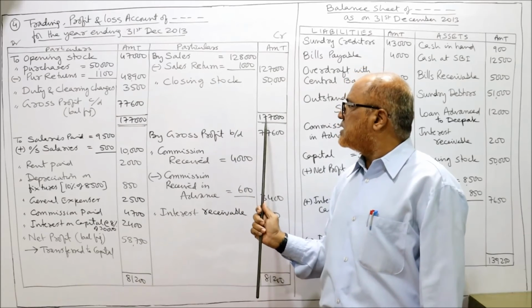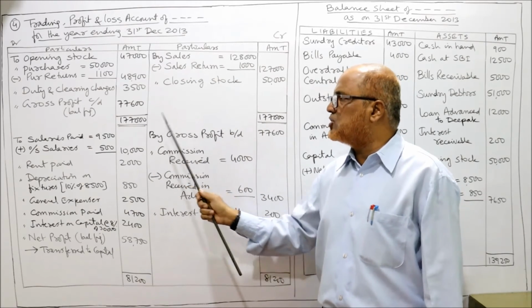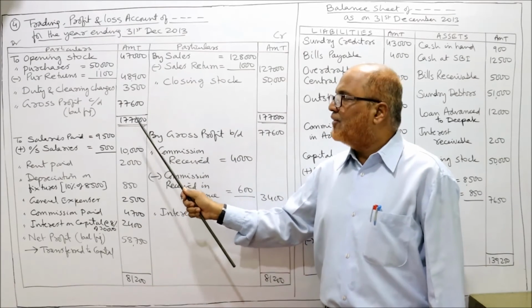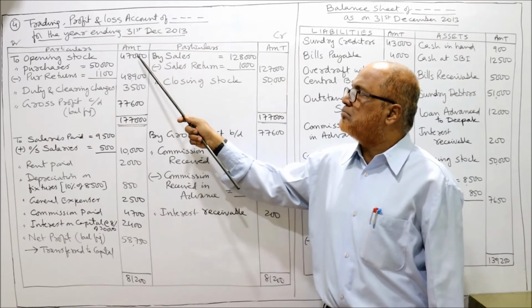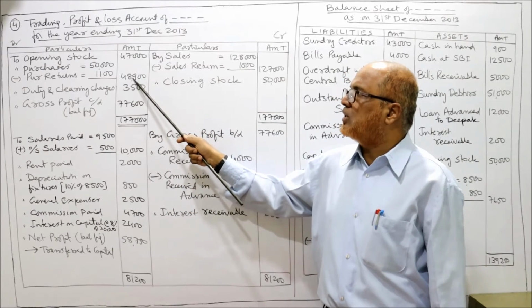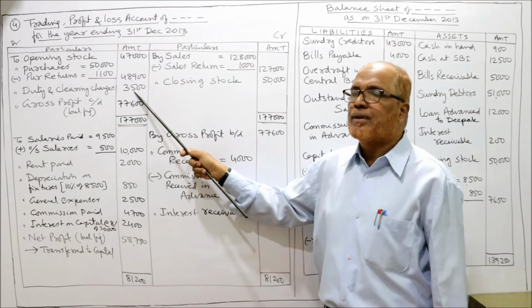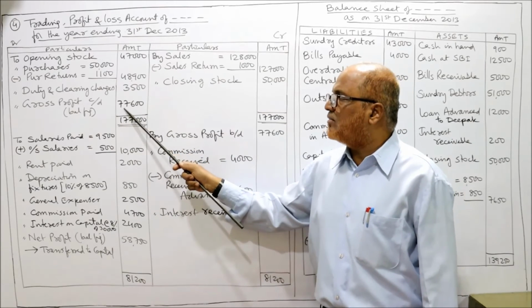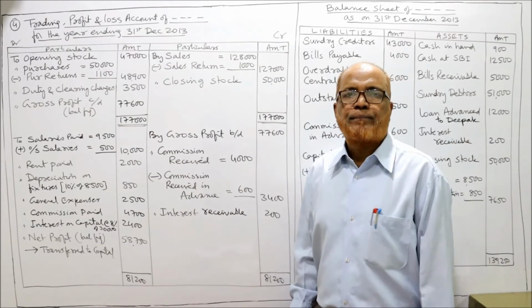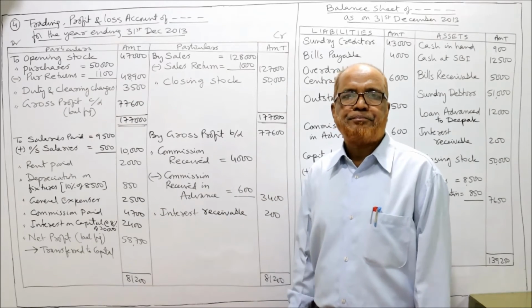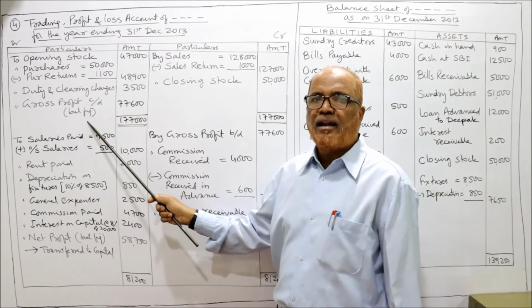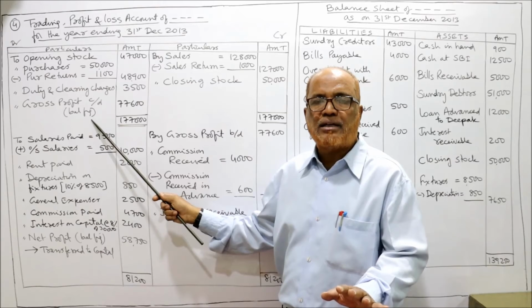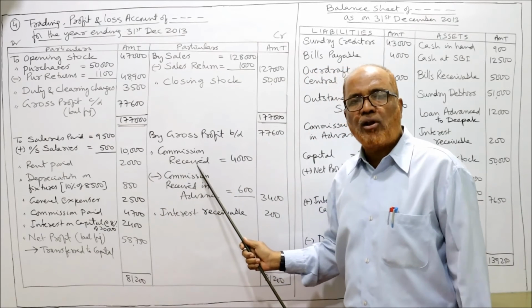Now take the total credit side, 1,77,000. Both the sides make 1,77,000. From 1,77,000 minus 47,000, minus 48,900, minus 3,500, the balancing figure we are getting is 77,600. This is the gross profit, gross profit carried down. Trading account completed. Now I am moving on to the profit and loss account.